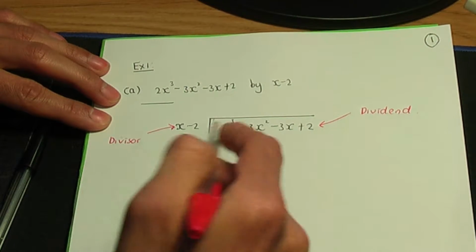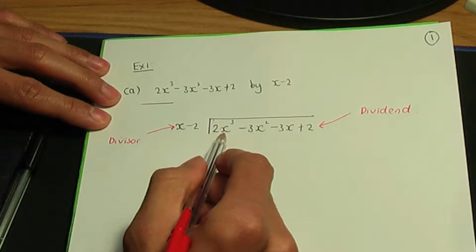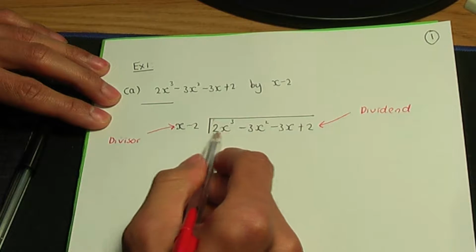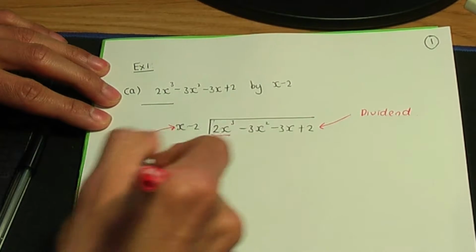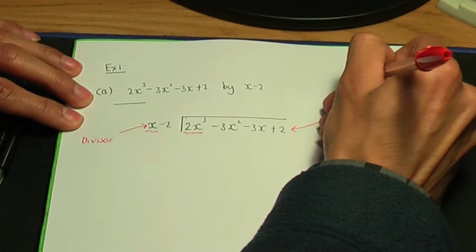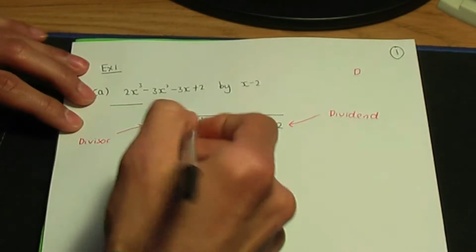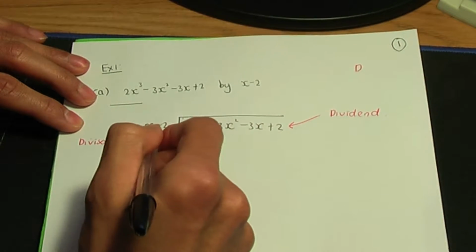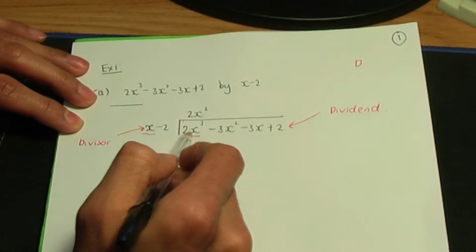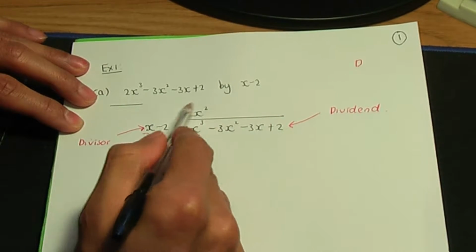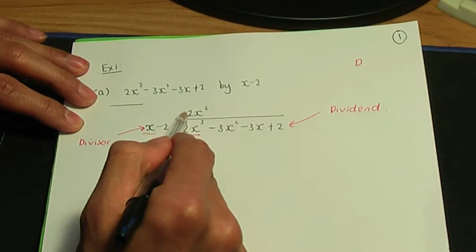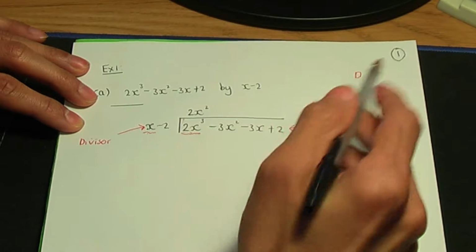What we need to do is first divide the first term of the dividend by the first term of the divisor. So we divide the cubic term 2x cubed by the first term of the divisor, which is x. First operation is divide. 2x cubed divided by x is 2x squared. Whenever you divide, put the answer of division on the top of the bus stop. So 2x squared appears here.